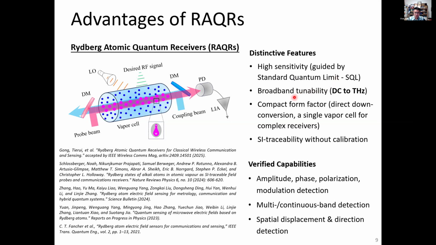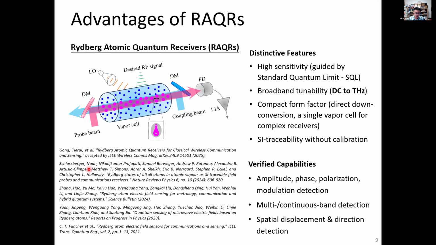Second, this device has broadband tunability. From DC all the way to terahertz, we can tune these sensors to any frequency we want within this range. Next, it is very small in size, so it has a compact form factor. This allows us to have receivers even when the frequency is very low. And most importantly, like we said just now regarding the chicken and egg problem, it has SI traceability, the standard unit traceability. Without calibration, we can know exactly what frequency this detects.